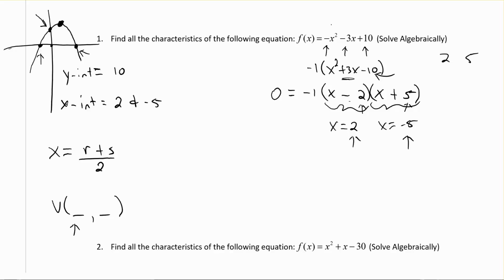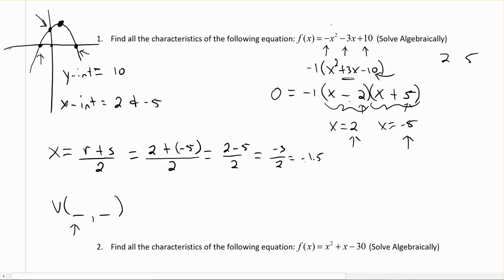So let's put that into the formula. I'm just going to write beside here, instead of r, I'm going to put 2 plus -5 over 2. Well, I'm just going to rewrite this. 2 plus -5, that's the same thing as 2 minus 5. So 2 minus 5 over 2, which is the same thing as -3 over 2, which is also the same as -1.5. Okay, so that's the x value. That's right here, right? -1.5. You could also put in there -3 over 2, either way you want to do it.